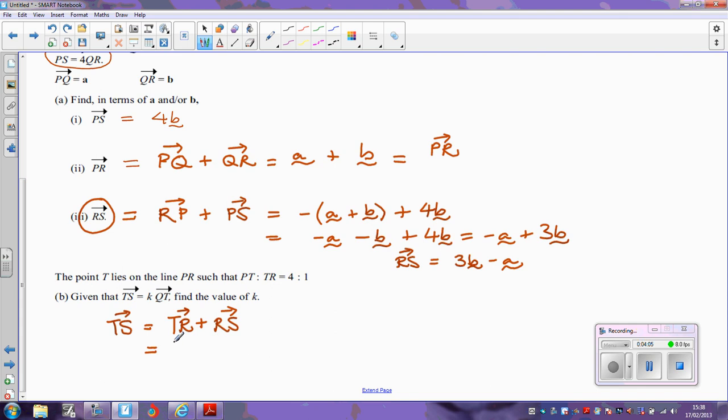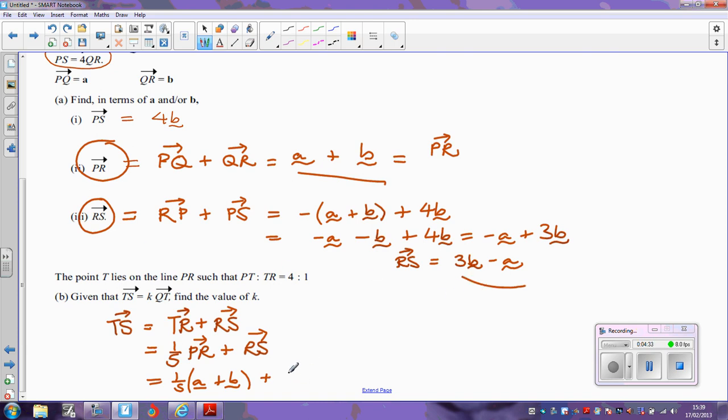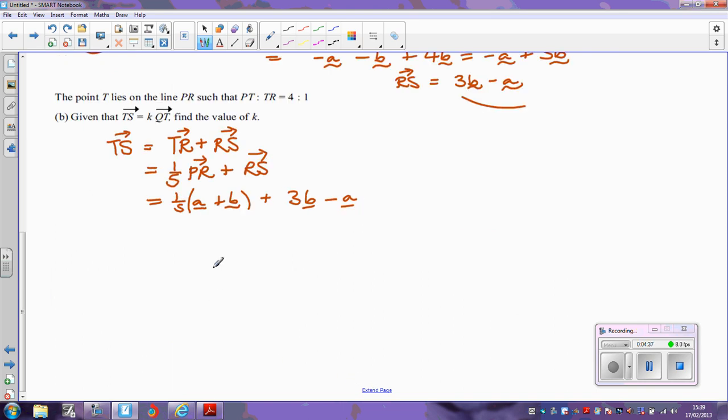Okay, so TR, I'm going to do 1/5 of PR, and I'm just going to write that again, plus the vector RS. Now, if I look at what I've already found, the vector PR, I found it up here, and PR is just A plus B. So I'm going to do 1/5 of A plus B, and then I'm going to add the vector RS, and RS was this one, that's 3B minus A. So let's keep going. I just extend the page there.